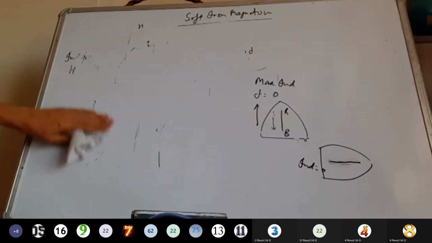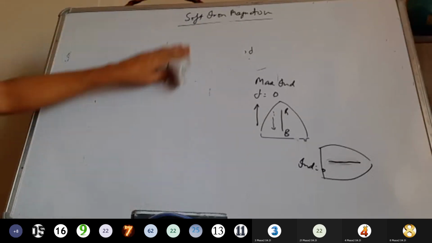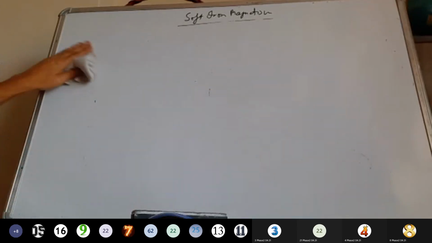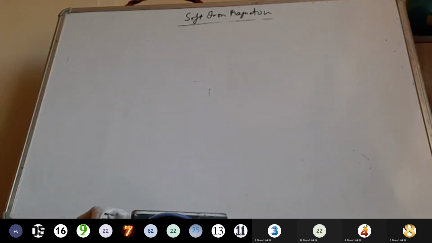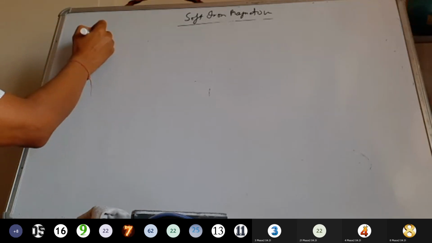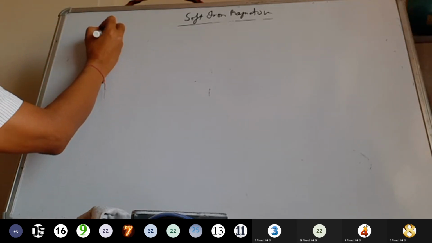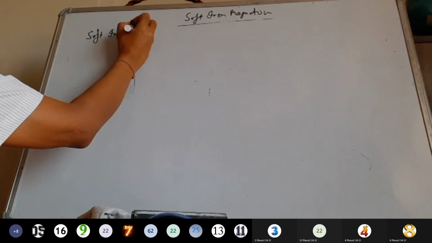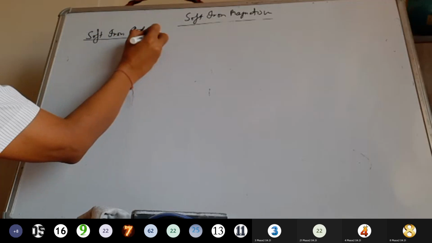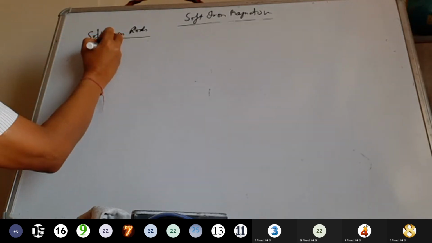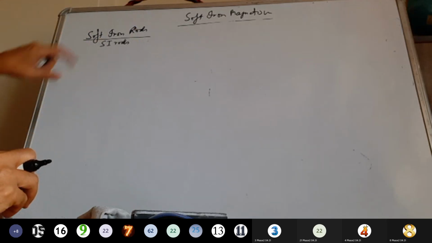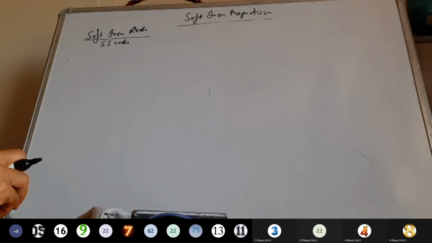Okay. So study of this soft iron magnetism is done with the help of one concept which is called the concept of soft iron rods. So in short, we will be calling it SI rods, soft iron rods. This is the best way to represent the soft iron magnetism on the ship.